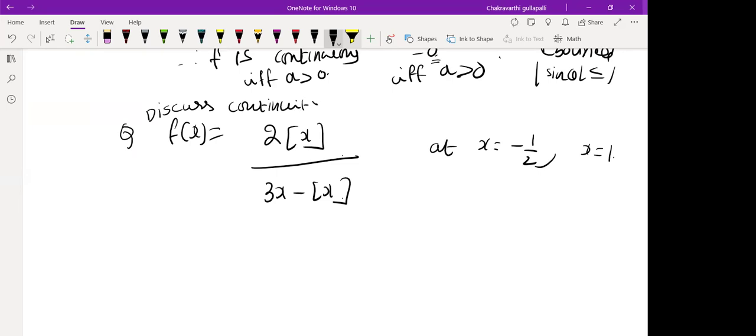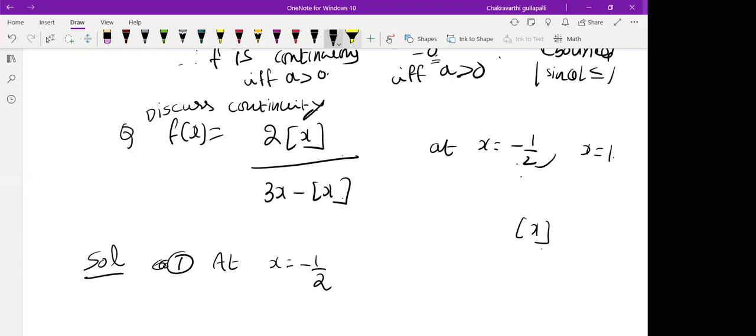Is it continuous at x equal to minus 1 by 2, at x equal to 1? If it is only mod x, we know at 1 it is discontinuous, at minus 1 by 2 it is continuous. If it is box x, it is continuous at every non-integer and discontinuous at every integer. It has a jump discontinuity. We are asked to find this here, so let us see how to find it. Let us go for LHL and RHL. So case 1, first one, at x equal to minus 1.